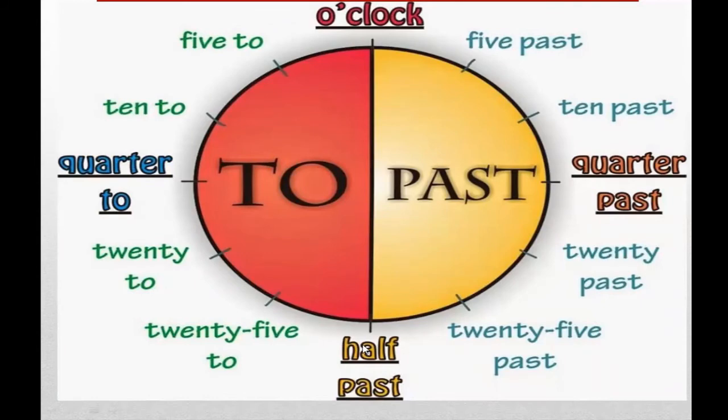Then 25 minutes to. After half, you say to. What is meant by to? To means 25 minutes are left to be 3 o'clock, 4 o'clock, 5 o'clock. That means we are talking about the future. Past means finished, the past tense. Here to means it's going to be. Quarter to means 15 minutes are left to be 3 o'clock. So this all comes in past and to. After half we use to, before half we use past.